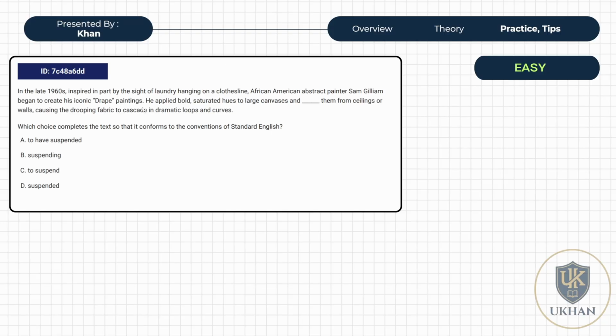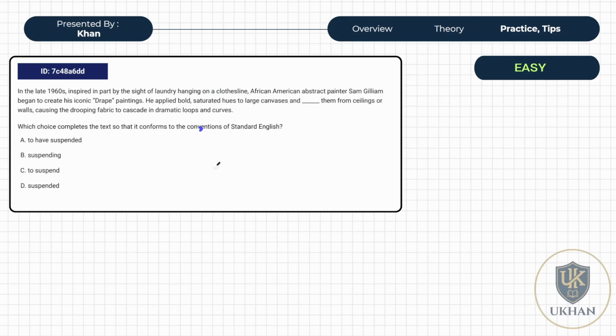So using our strategy, step one is to read, right? So he applied bold, saturated hues to large canvases and blank them. So we've got the word and connecting two things. So he applied and he blank. Step two is to identify, right?